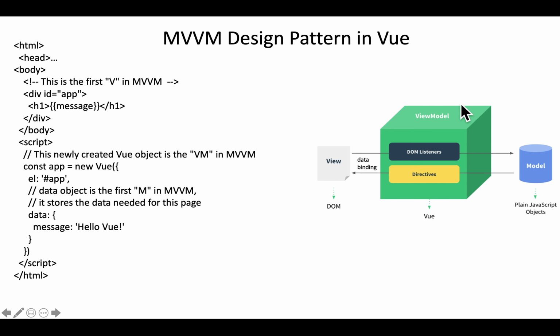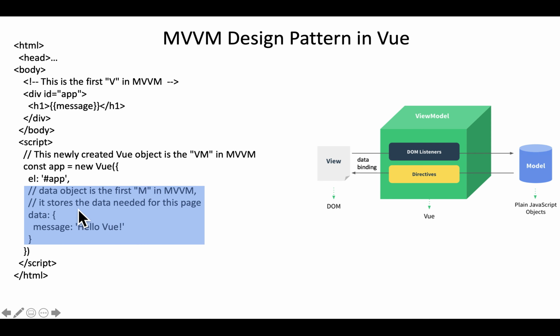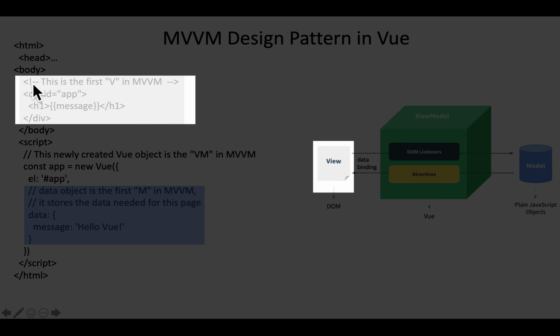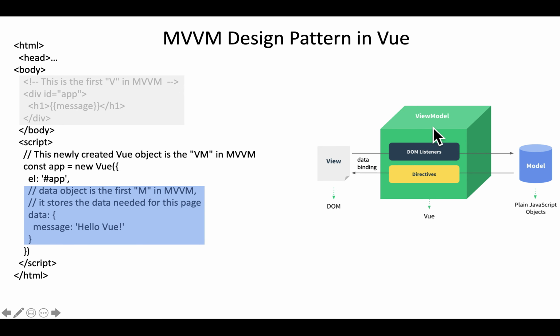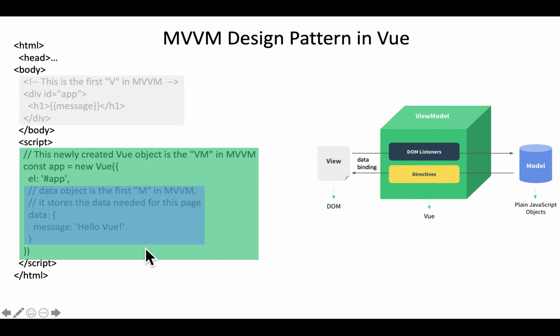Can we relate view, view model, and model to this piece of code? As I said, M is the model. It means the plain JS objects. In this case, this model refers to the data object we defined here. So right now, we only have one model, message equal to Hello Vue. The V is the view. It means our DOM, and in this case, it refers to the div with ID equal to app. So what is our view model? Remember I said I prefer to call it binder. In this case, the view model is the newly created Vue instance. We got MVVM.